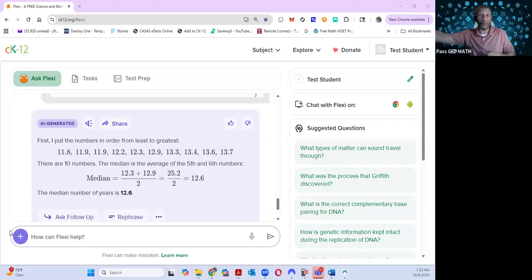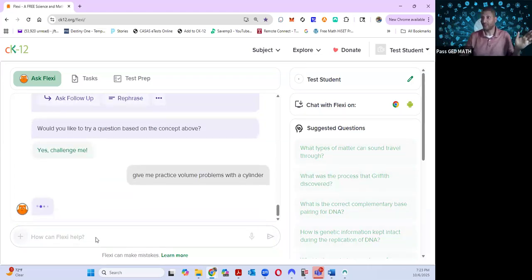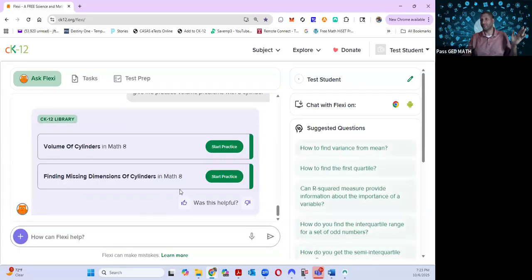CK12 dot org slash Flexi. It's AI. Take the screenshot, paste it in with Control V. You can even say, give me practice volume problems with a cylinder, I guess. I don't know, let's see what it comes up with. I'm just making this up. Look at that. Volume of a cylinder, start practice.